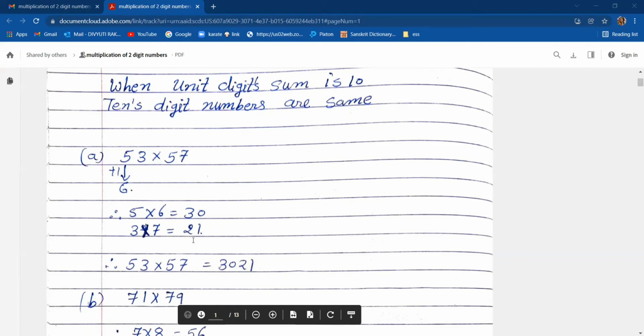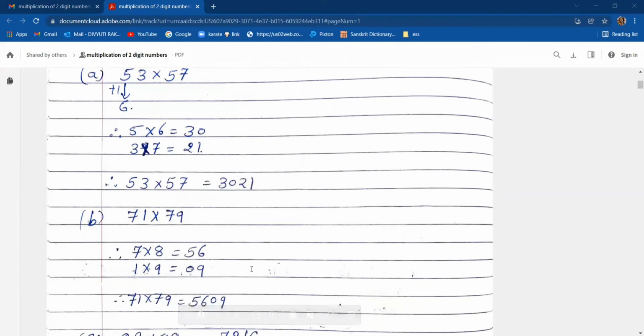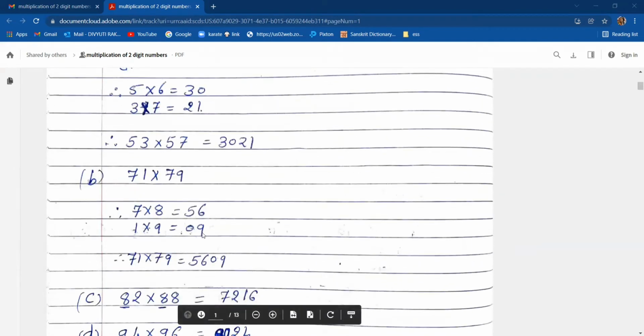Now what you need to do is just write these two numbers together. First you write 30 and then you write 21. Simply put them together. So you will get the answer: 53 into 57 will give you 3021. Isn't it easy? If not, let's move on to the next question. I know that now you will get the exact idea what to do.